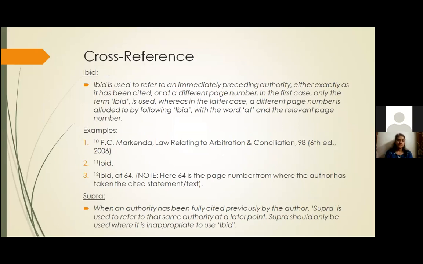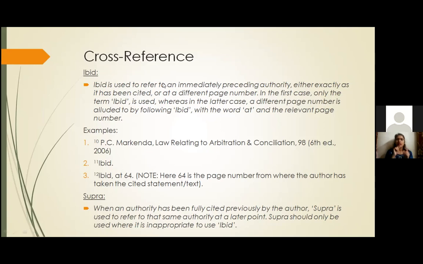Next, what is this Ibid? Let's take an example of this particular book, P.C. Markanda, Law Relating to Arbitration and Conciliation. The page number is given, it's the 6th edition, and it is published in 2006. Let's say in a paragraph, in a particular sentence, I point this out and give this footnote here, and in the very next sentence I am also taking something from this particular book again. I need not give the same citation again. If it is just below it, I can use the term Ibid.